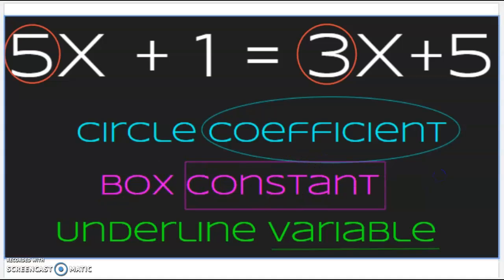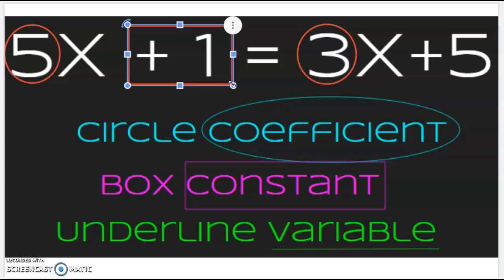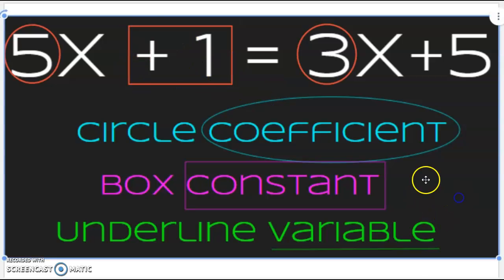So now I'm going to box my constant. I'm going to select the shape that I need. Constant is the number that I like to call the loner. It's the number that's by itself. So it's this plus 1 right here. And it's not really by itself because it needs the symbol with it. So if it was a plus sign, you need to put that in the box so you know that it is a positive 1. If there were a minus sign there, then my constant would be a negative 1.